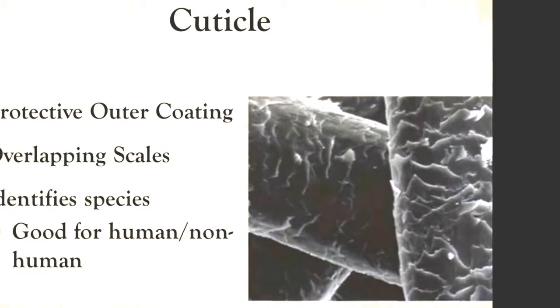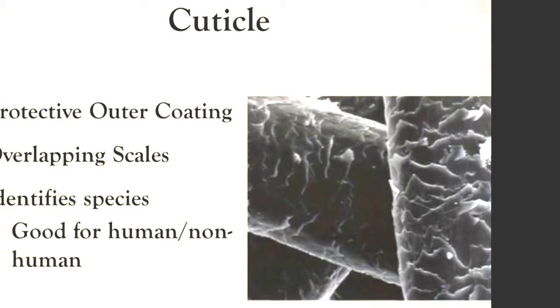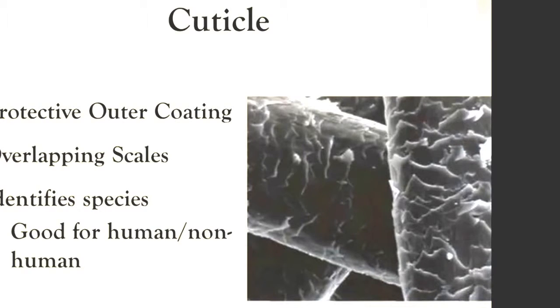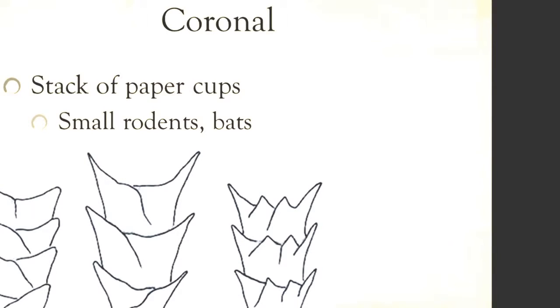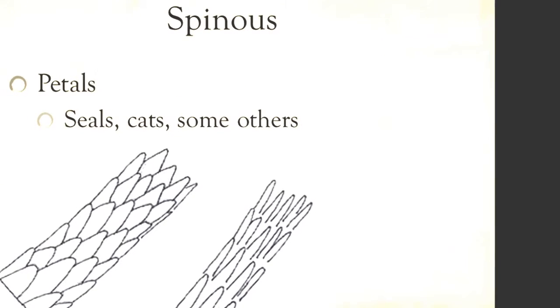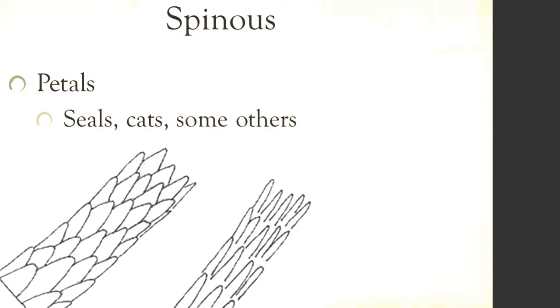The cuticle is the outer layer of hair that's composed of overlapping scales. These scales form different patterns in different species, which is great for human versus non-human determinations. There are three main cuticle patterns: coronal, spinous, and imbricate. Coronal cuticle patterns look like stacked paper cups, and they are common in small rodents and bats. Spinous cuticle patterns look like flower petals. This pattern is visible in cats, among other species.